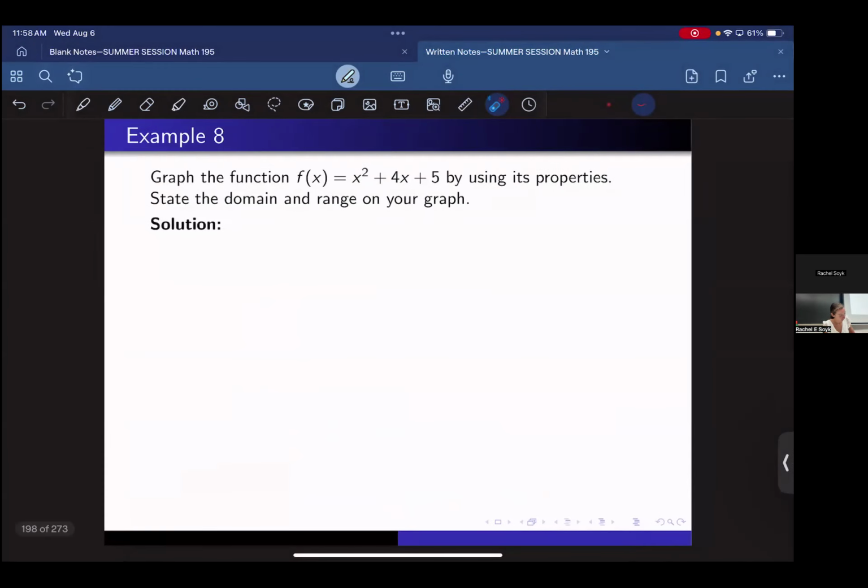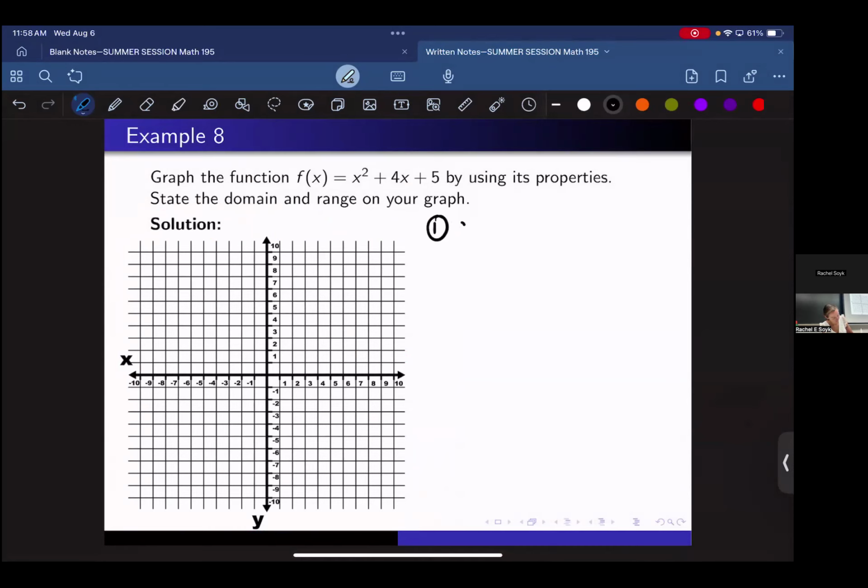Is it going to open upwards or down? A is equal to 1, which is greater than 0, so opens up. I'm going to put in B equals 4 and C is equal to 5. Our step 2, axis of symmetry. Negative B over 2A. Negative 4 over 2, which gives you negative 2. Let's plot that out.